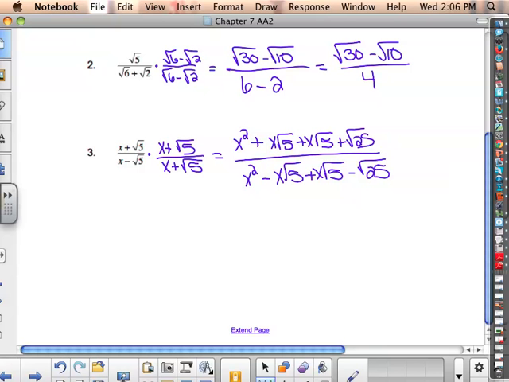So in the numerator, I have that x squared plus 2x root 5, because there are 2, plus 5. And in the denominator, they cancel, so I have x squared minus 5.